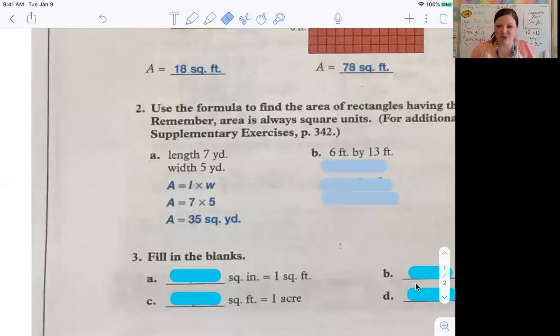Let's move on to the next one, letter B. Start with your what? Formula first. What is our formula? A equals L times W. What does that mean? Area equals length times width.